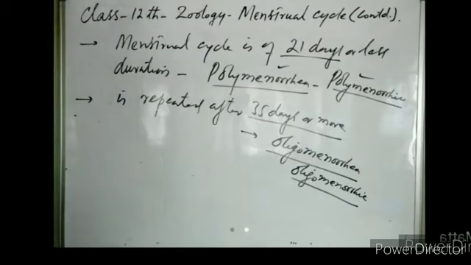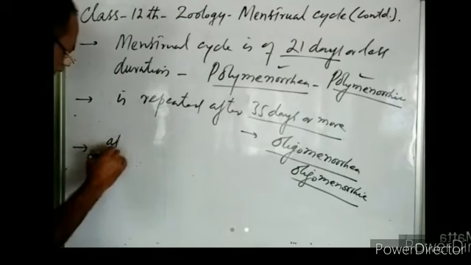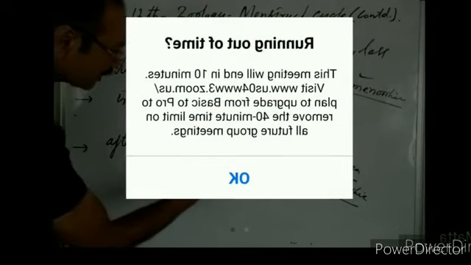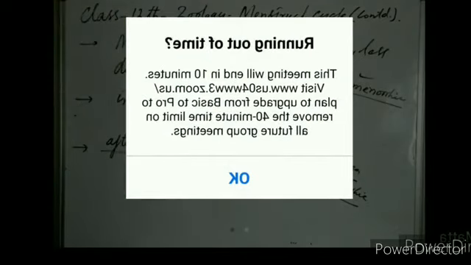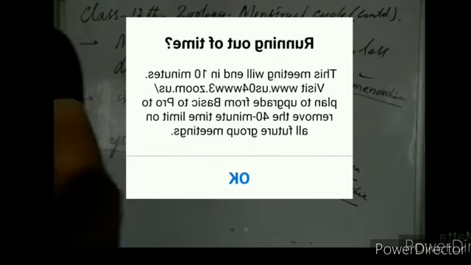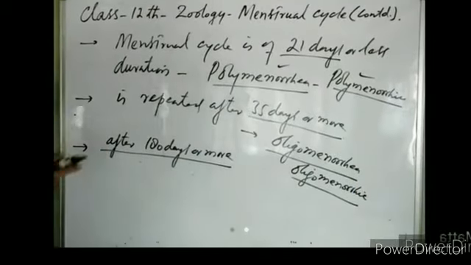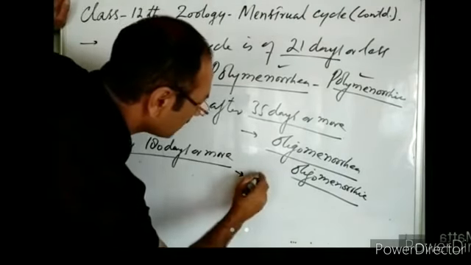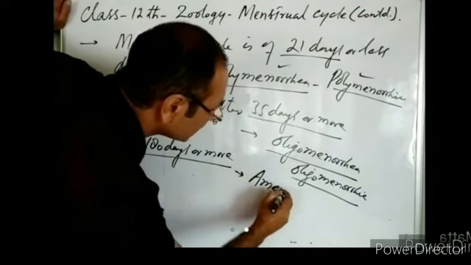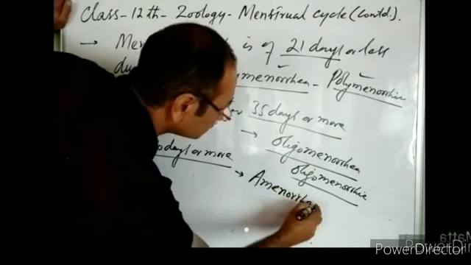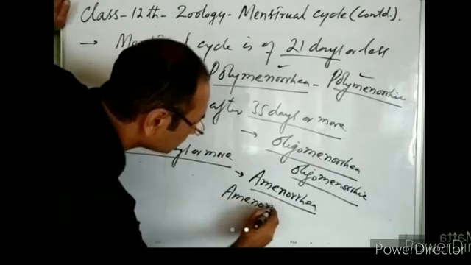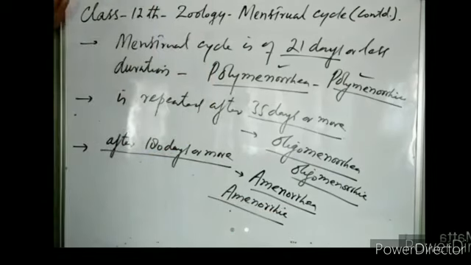There are some females in which the menstrual cycle is repeated after 180 days or more. You see how much variation there is. Such females are known as amenorrheic, or this condition is known as amenorrhea. So there are broad variations, right?